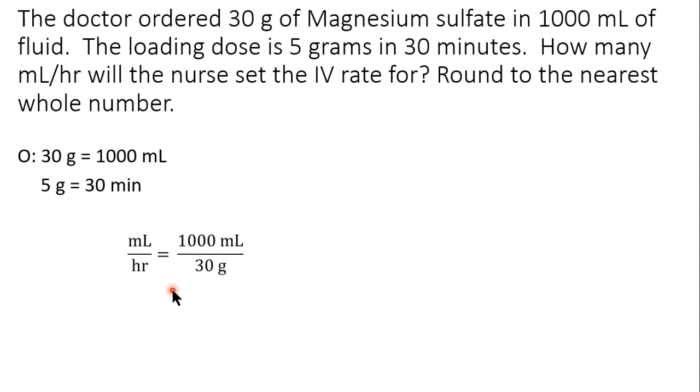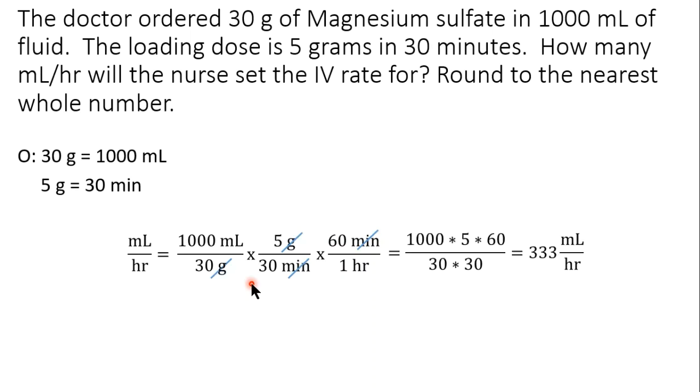30 grams. We want to get rid of the grams here on the bottom, so we multiply times 5 over 30 minutes. And we want the final answer in hours, so we add the conversion ratio of 60 minutes is 1 hour. This way, we cancel out the grams, we cancel out the minutes, and we are left with the units we want, which are milliliters per hour. And so we're only left with the numbers.